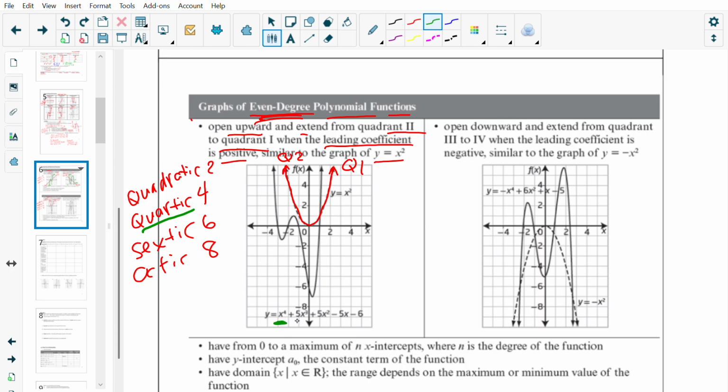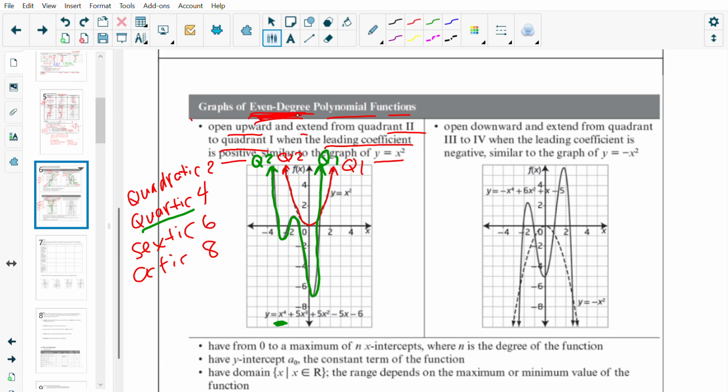Similarly, a quartic function here, positive lead coefficient, starts in quadrant 2, does this weird W-shaped thing, and look at that, ends in quadrant 1. Just like its close cousin y equals x squared, they're both even degree polynomial functions. They have the same end behavior, start and end in the same quadrants. Okay?